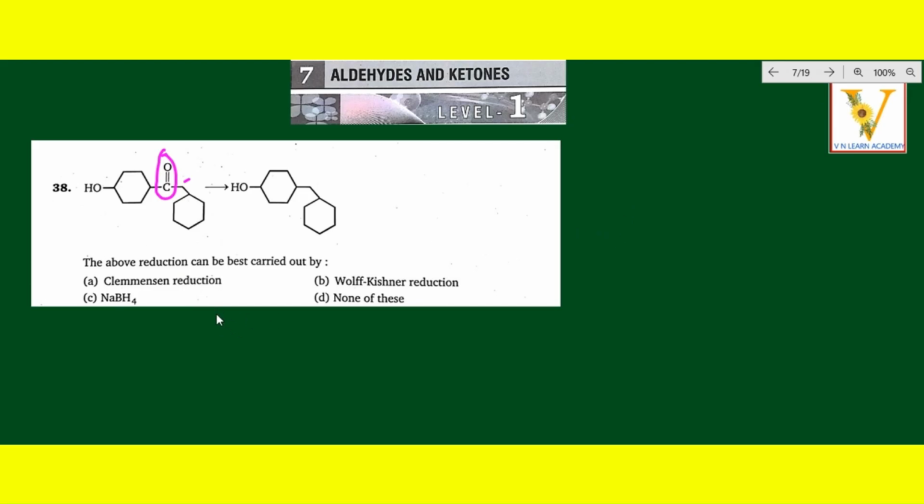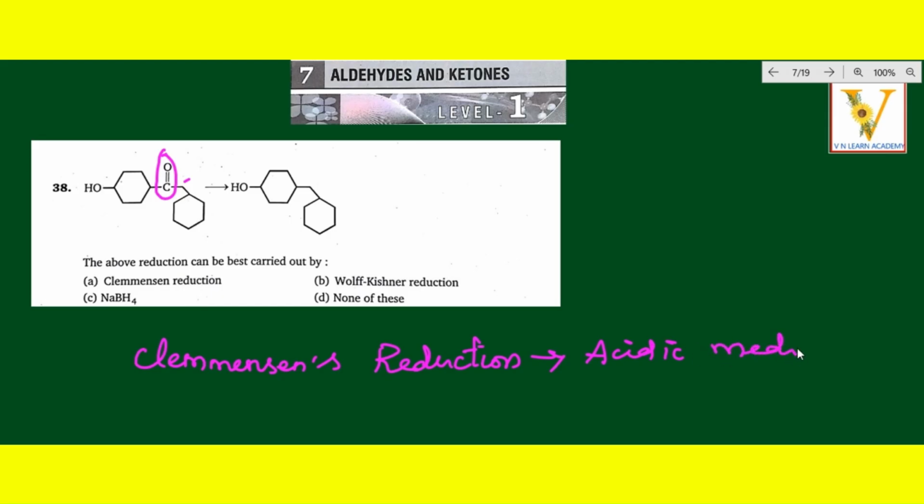Now just observe the options: Clemmensen reduction, Wolff-Kishner reduction, sodium borohydride, none of these. Very clearly I can mention Clemmensen reduction. Clemmensen reduction is in acidic medium, right? Why I'm mentioning this? It uses zinc and HCl, zinc amalgam, that is Hg, also becoming acidic medium, right? I just mentioned it very clearly for you to understand.